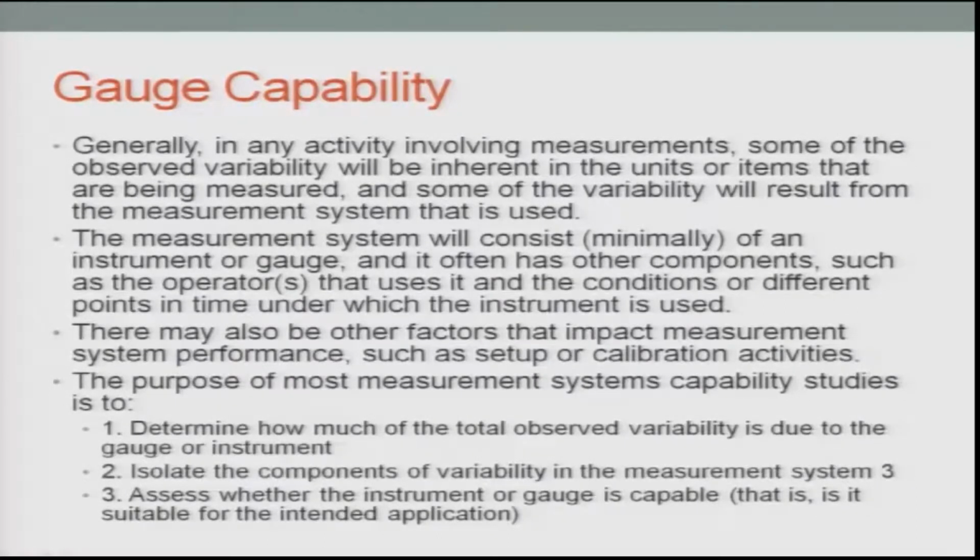There may also be other factors that impact measurement system performance, such as setup or capability activities. The purpose of most measurement system capability studies is to determine how much of the total observed variability is due to the gauge or instrument being used, isolate the components of variability in the system, and assess whether the instrument or gauge is capable, that is, whether it is suitable for the intended work for which it is being utilized.